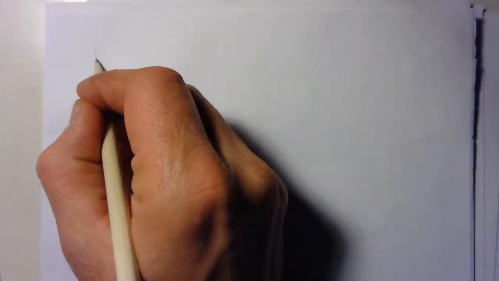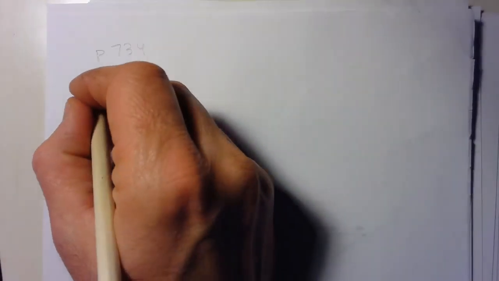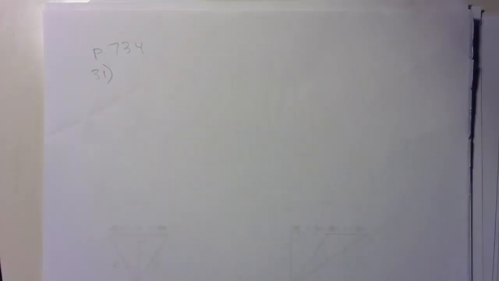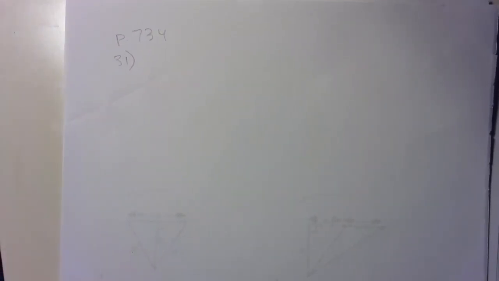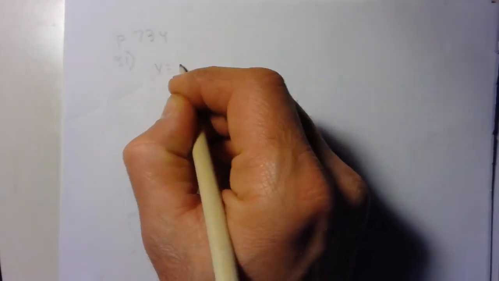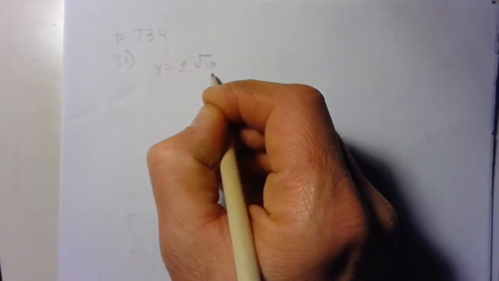Okay, so let's take a look at page 734, just looking at the ones you guys asked questions about. We'll start with number 31. These are the questions I saw from the homework assignment. Okay, so 31 says asymptotes are plus or minus root 10 over 5.